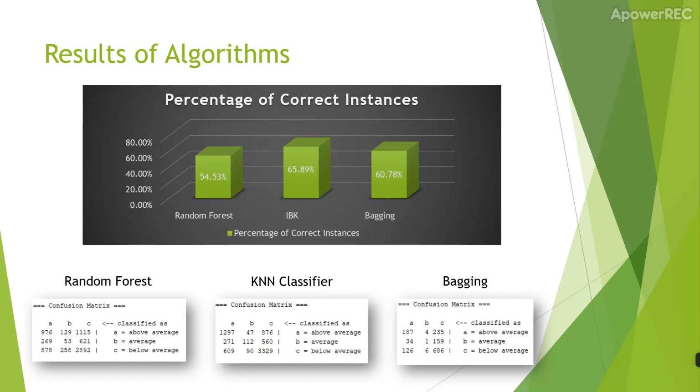After running all 3 algorithms, I evaluated the ratios of correctly classified instances out of the total number of instances used for each algorithm. The KNN classifier ended up having the highest percentage of correctly classified instances at approximately 65% accuracy. Bagging had an accuracy of approximately 60%, while random forest had an accuracy of 54%. The precision, recall, and F-measure were all higher for KNN classification than the other algorithms as well.